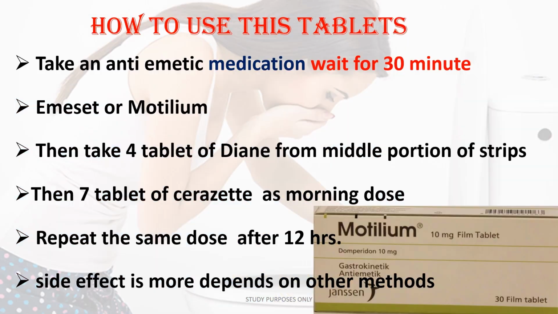How to use these tablets? Take an anti-emetic medication and wait for 30 minutes to prevent nausea and vomiting. Then take 10 to 11 tablets as a single dose: 4 tablets from Diane 35 and 7 tablets from Serracet. Take the tablets from the middle portion of the strip. Repeat the same dose after 12 hours.